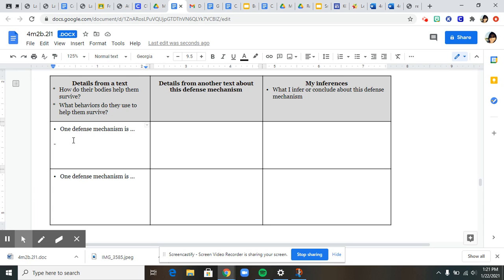So thinking back on this unit of all the animals that we've talked about, what is one defense mechanism that you can think about that comes to mind? One that I'm thinking of right now is this. And I found this information from one of my texts. Notice right here it says details from text. I'm not coming up with this information on my own. I'm pulling it from the text. So it's in quotation marks.